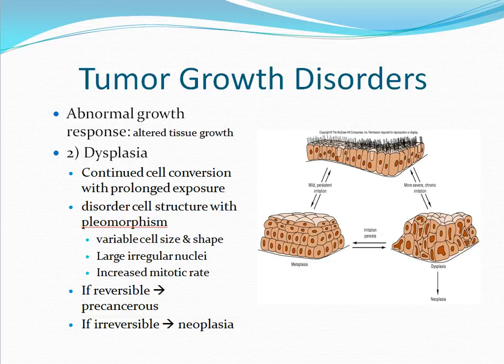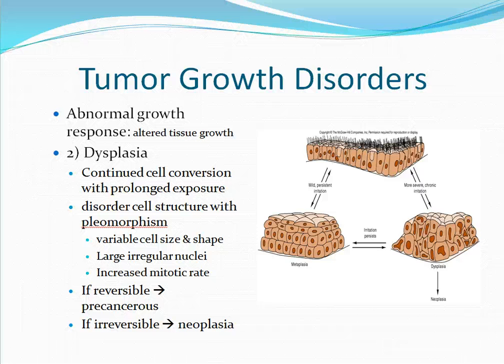Another type of abnormal growth response is dysplasia. With continued exposure to irritants, the cell's conversion will be more drastic. You will see more disorganized cell structure with pleomorphism. Morphism means morphology. Pleo means multiple. So the cells are going to have variable size and shape. The cells tend to be very large, have an irregular shape, and also have irregular shaped nuclei. They also exhibit an increase in mitotic rate.